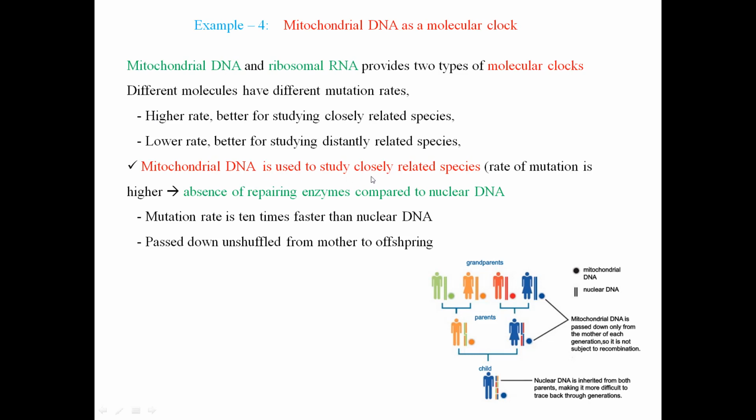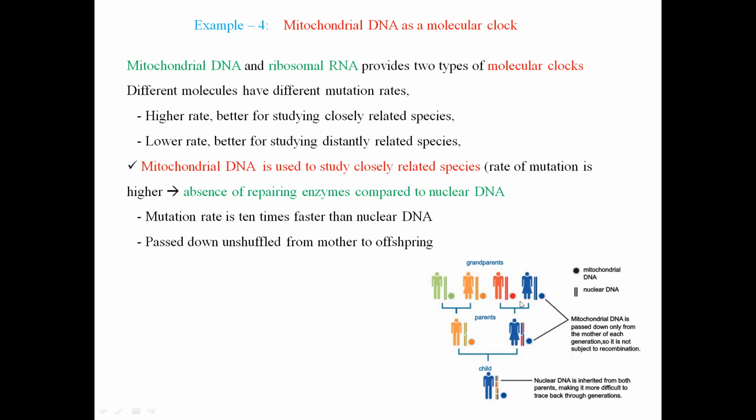So mitochondrial DNA is used to study closely related species. That means the rate of mutation is higher, because of the absence of repairing enzymes compared to nuclear DNA. So what it is trying to say is that mitochondrial DNA is used to study closely related species because it has a higher rate of mutation. The mutation rate is 10 times faster than nuclear DNA, and it is passed down unshuffled from mother to offspring.